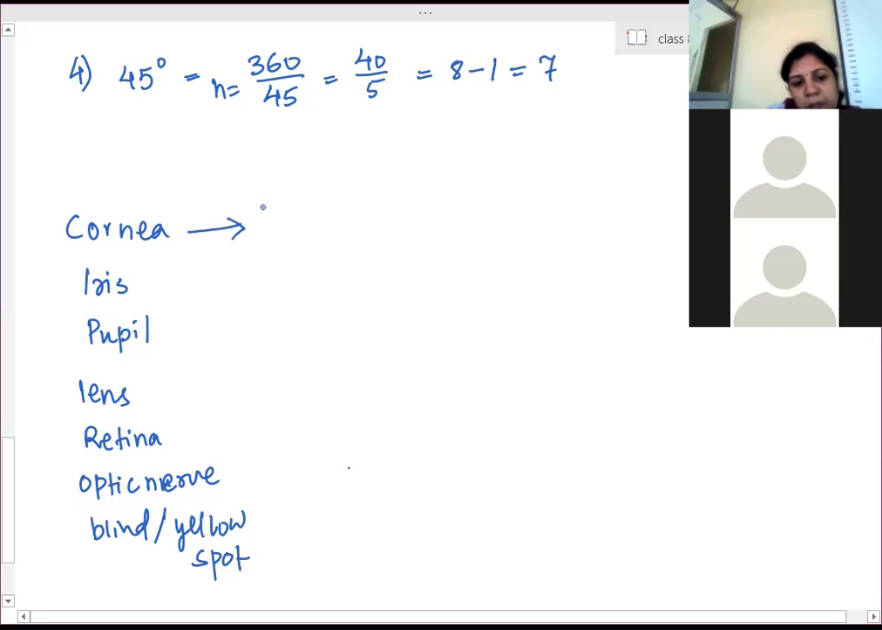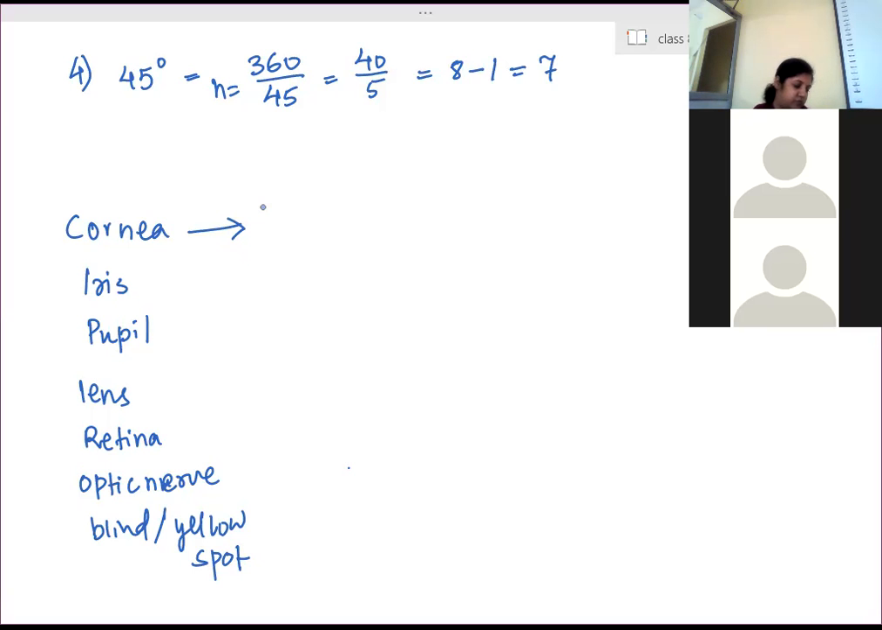Cornea function: maximum refraction of light takes place here. And ma'am, light enters the eye through the cornea and also it protects the eye from dust and foreign particles. Okay. Then iris controls the size of the pupil, right? And also gives color to the eye, right?